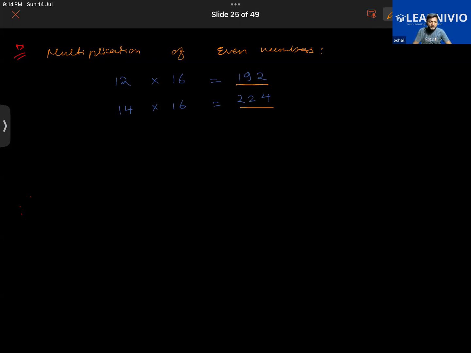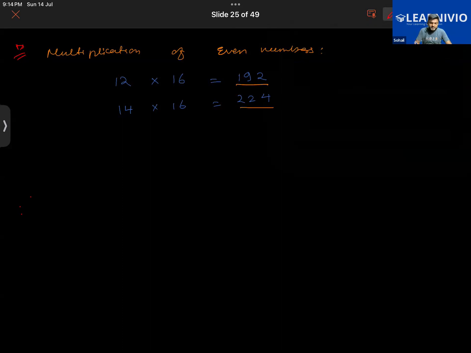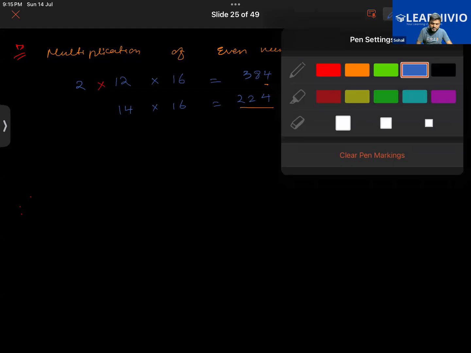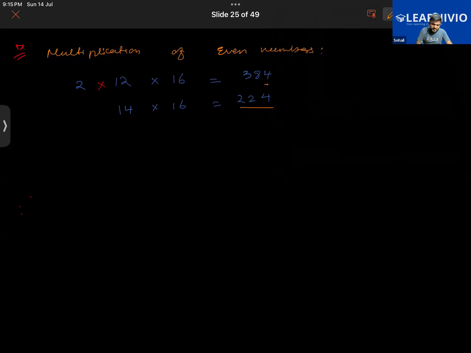When you have two even numbers, or even more than two even numbers, you will get an even number. For example, if I take one more even number here, like 2, that would be 384. Getting it? So multiplication of 2 or more even numbers gives you an even number as a result. Multiplication of even numbers gives an even number.